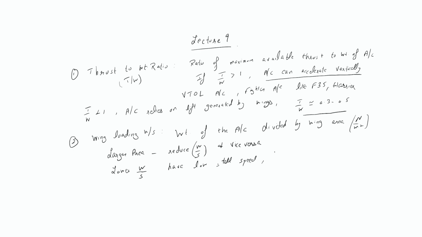Meaning how stall speed? Remember V stall was given by the square root of 2W by rho S CL. So V stall is directly proportional to the square root of W by S. That means if we have lower wing loading, then V stall will be low. Low V stall means the aircraft can fly slower before losing lift. This we have already discussed before.